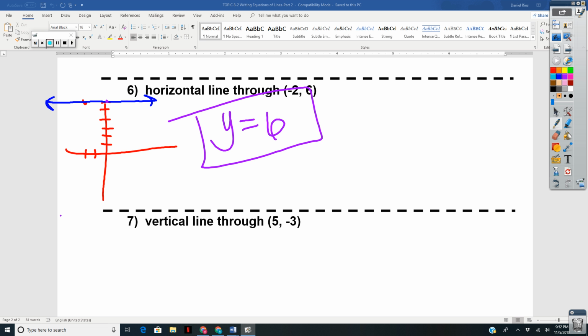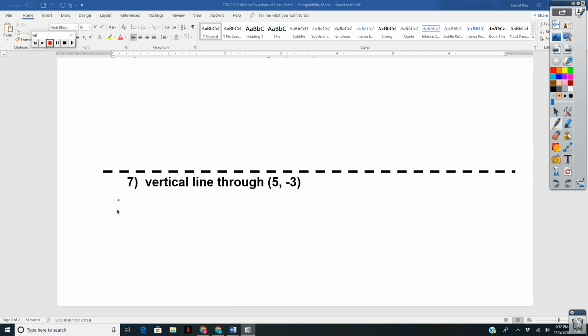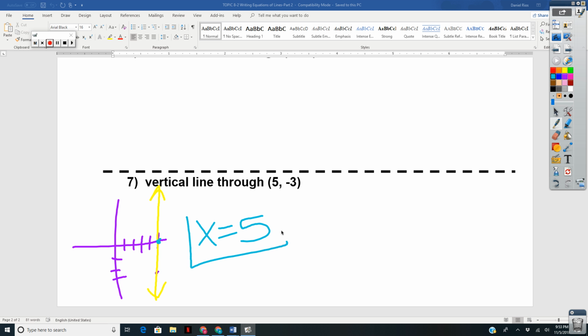And then finally, number 7. It is very similar. You have your graph, and you're at 5: 1, 2, 3, 4, 5. And 1, 2, 3, so the point is (5, -3). And you want a vertical line. So this time your line has to go up and down like that. This line touches your x-axis here at 5. So my answer to this one is just x equals 5. So that's all you have to do for these.